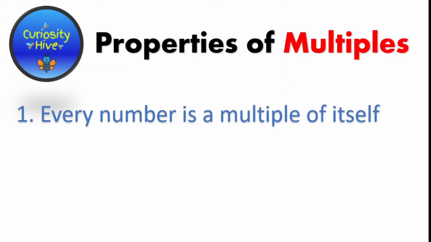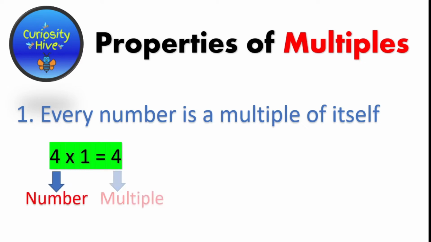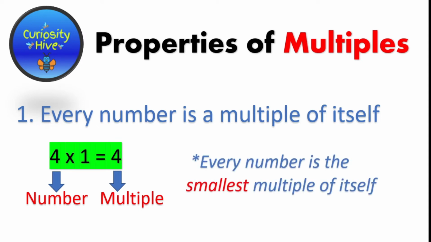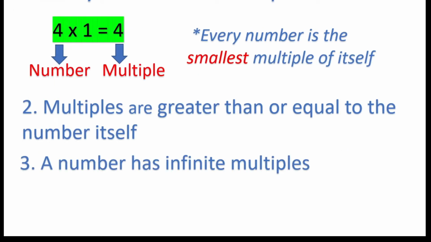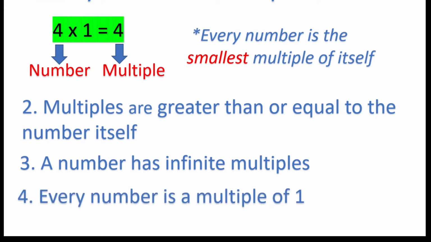So the first property is that every number is a multiple of itself. For example, 4 times 1 is 4. 4 is the number and 4 is also the multiple. So this points out that every number is the smallest multiple of itself. That gives us the second property, that multiples are greater than or equal to the number itself. The next property states that a number has infinite multiples because you can go on multiplying with infinite numbers to get infinite multiples. And the last and final property is that every number is a multiple of 1, an example of which is shown here.